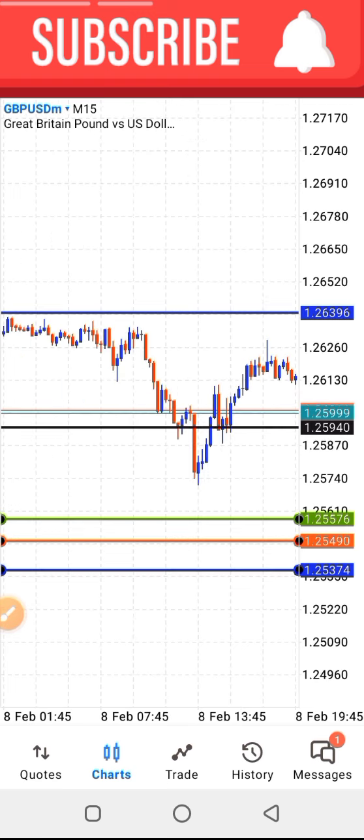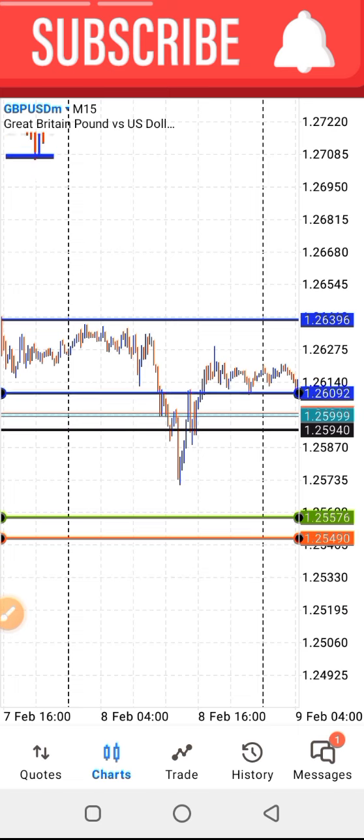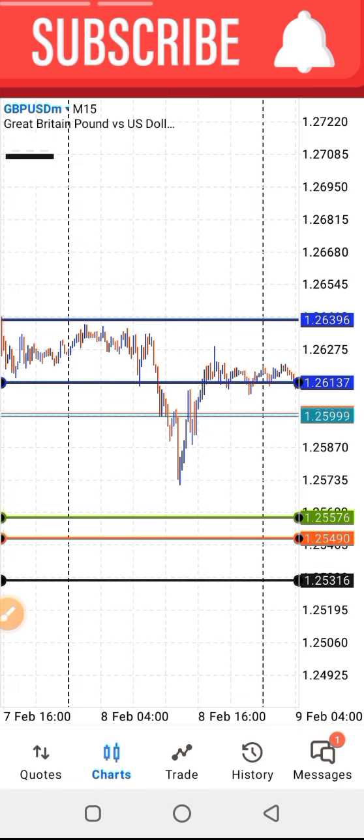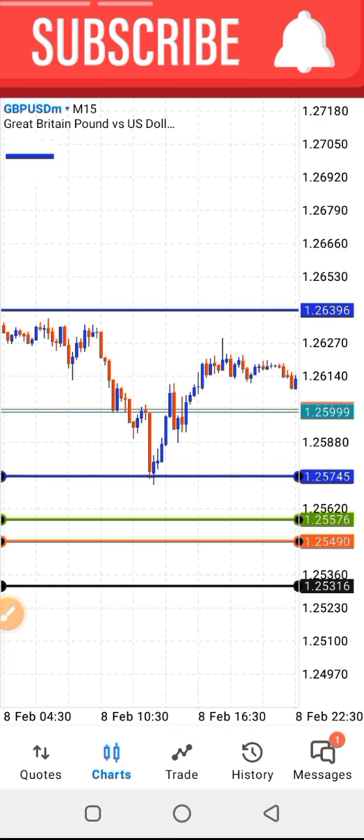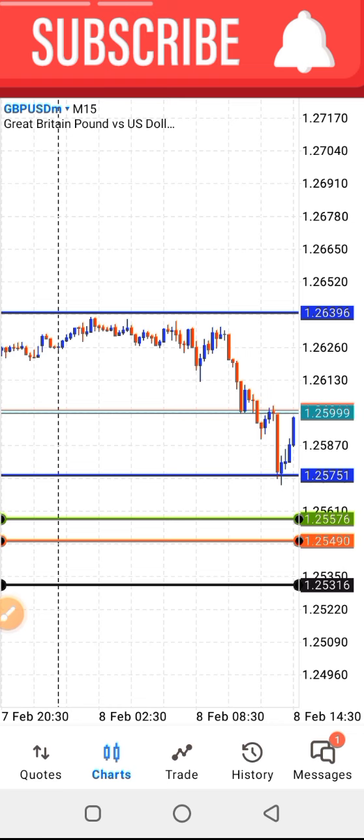So what's the high and low of Thursday? We have to mark out the high and low of Thursday. Okay, so you can see, let me see. All right, so this is the low of Thursday. Ignoring the wick, use the body. Here's the highest point of Thursday.